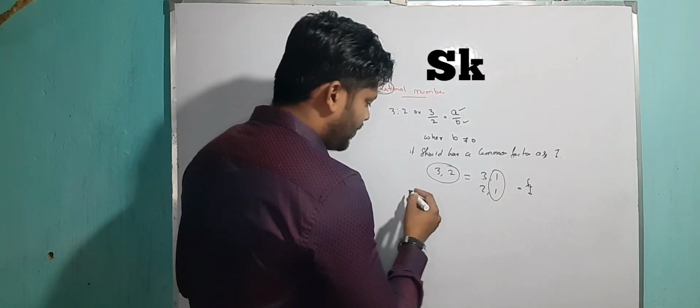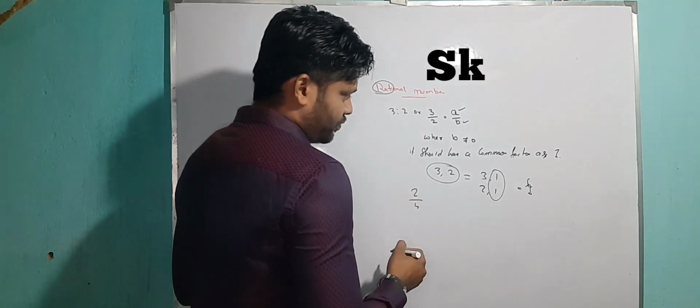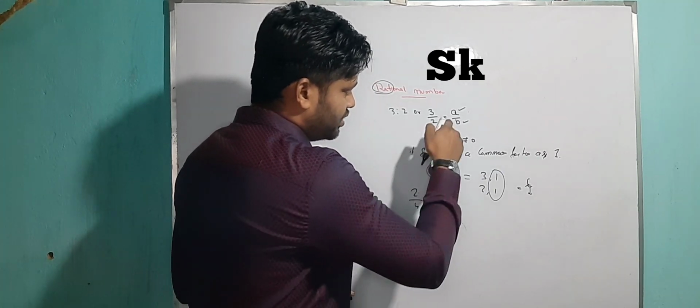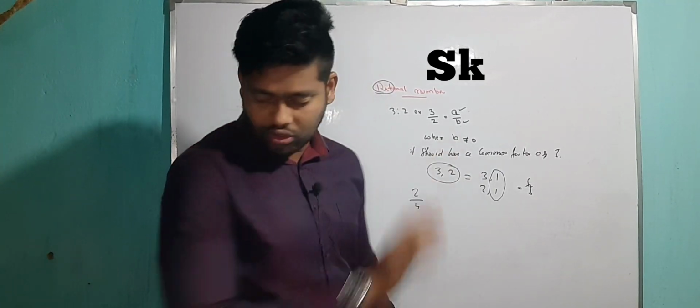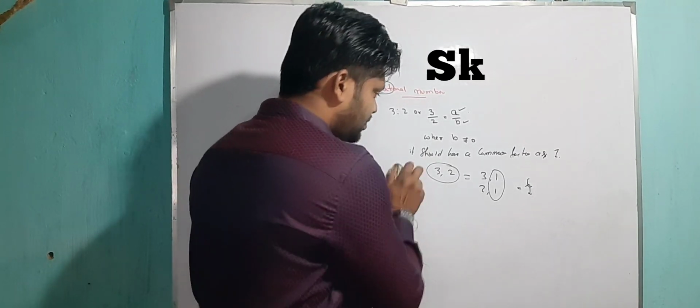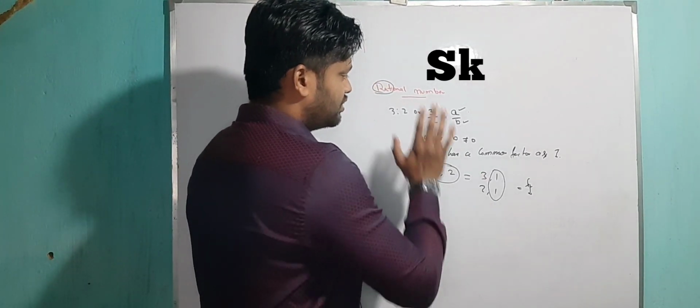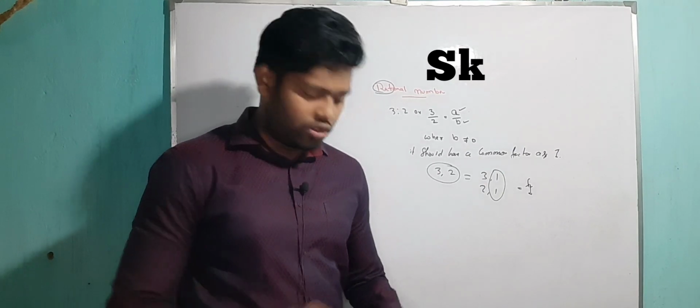For example, if I am having 2 by 4. Okay, you understood this one. Let me explain the basic difference. So this is a rational number, 3 by 2. Okay, it's done. So there are some conditions.